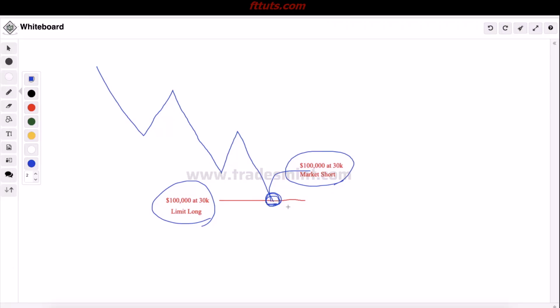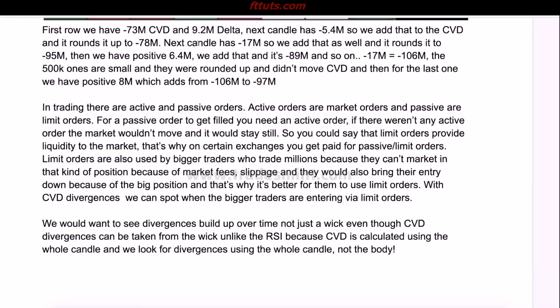And so you can think of it as this person here literally just giving their money to this guy right over here. Okay, he's handing it off. The person who's marketing short is handing off his Bitcoin to this guy right here who is limit long.